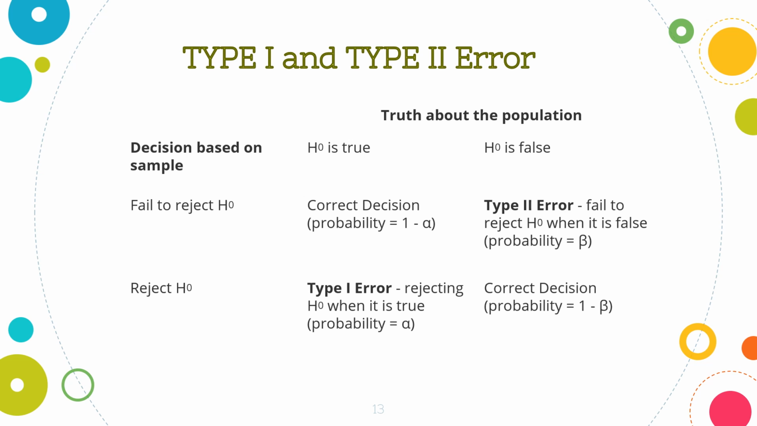When you reject the null hypothesis when it is true, it is known as the type 1 error. Ayan. You reject the null hypothesis pero true siya, you commit the type 1 error. While when you accept the null hypothesis when it is false, it is the type 2 error. Fail to reject H0 when it is false, which means you accept the null hypothesis. So that is the type 2 error.